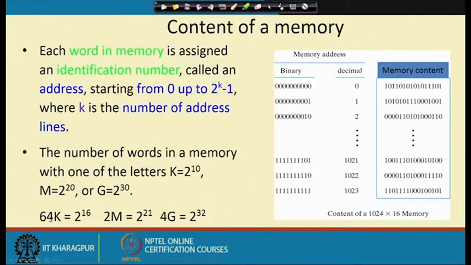So, 64k is equal to 2 to the power 16. Here k is 2 to the power 10 and 64 is 2 to the power 6, so that gives us 2 to the power 16. Similarly, 2 mega is 2 to the power 21.